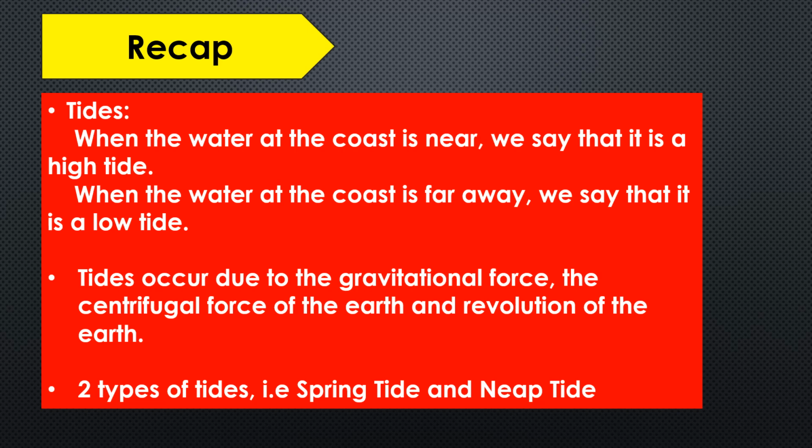Now let us do a small recap of what we learned in today's video. Today, we have learnt about tides. When the water at the coast is near, we say that it is a high tide. When the water at the coast is far away, we say that it is a low tide. Tides occur due to the gravitational force, the centrifugal force of the earth, and the revolution of the earth. And there are two types of tides, that is the spring tide and the neap tide.